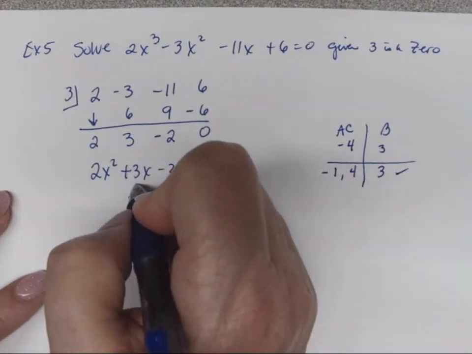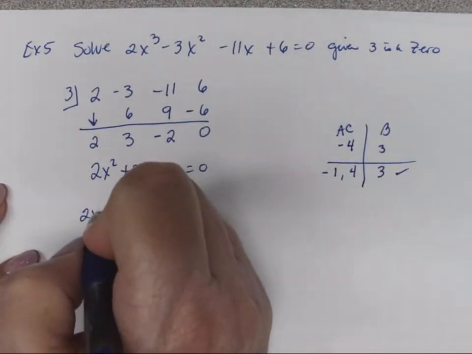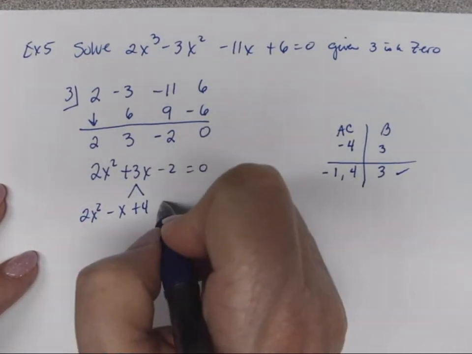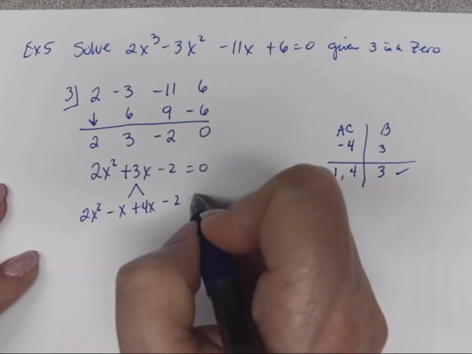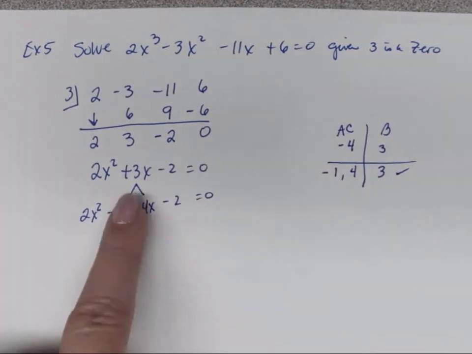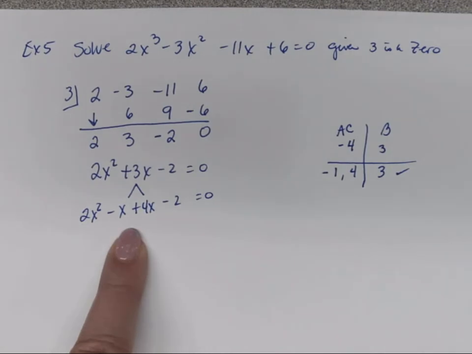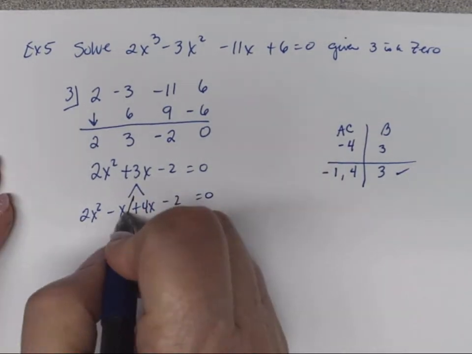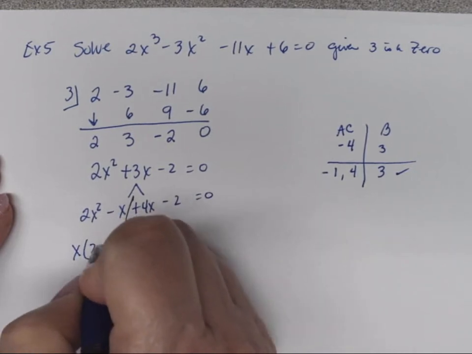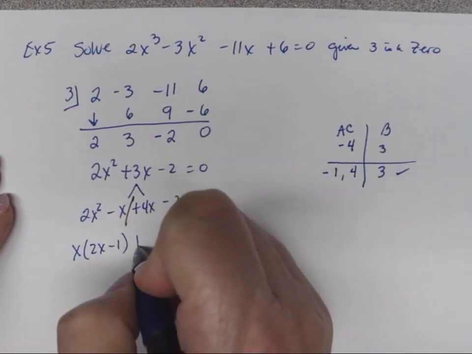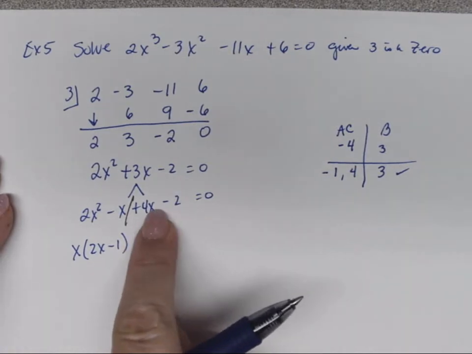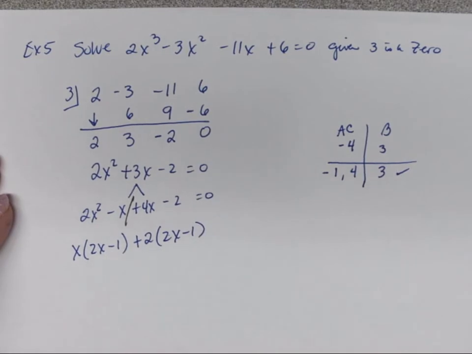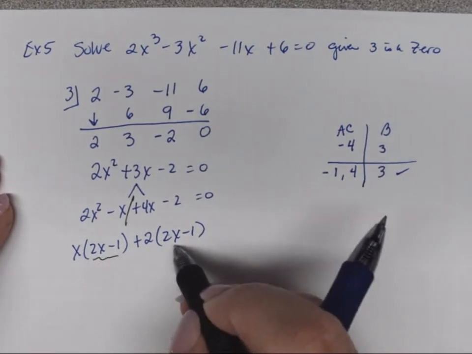So that means I'm going to rewrite that middle number. So 2x squared minus x plus 4x minus 2, still equal to 0. All we did is rewrite the 3x as -x plus 4x. And we can factor that out by grouping. So that has a common factor of x. So we get 2x minus 1. Bring down the plus sign between these two. I can factor out a 2, and I'll get 2x minus 1. We know we did it right because these match.